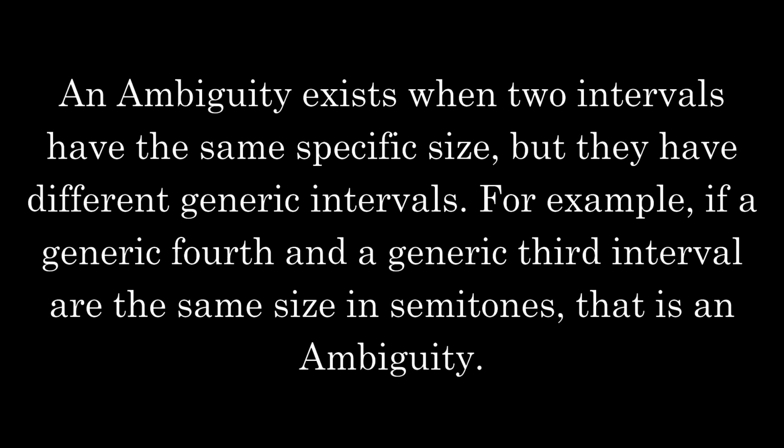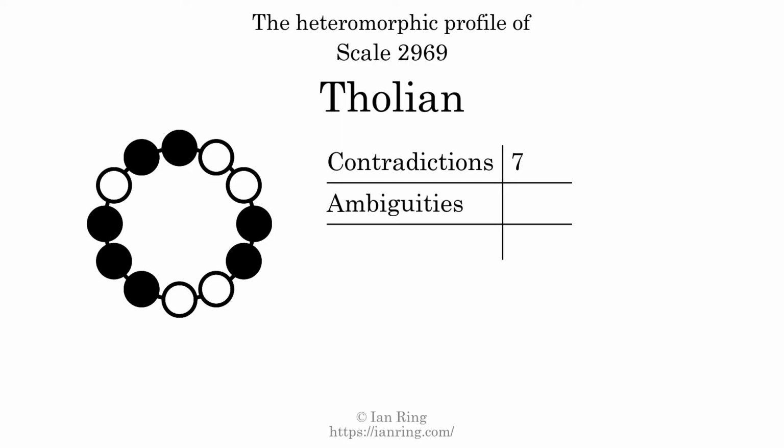An ambiguity exists when 2 intervals have the same specific size, but they have different generic intervals. For example, if a generic fourth and a generic third interval are the same size in semitones, that is an ambiguity. The number of ambiguities in this scale is 33.